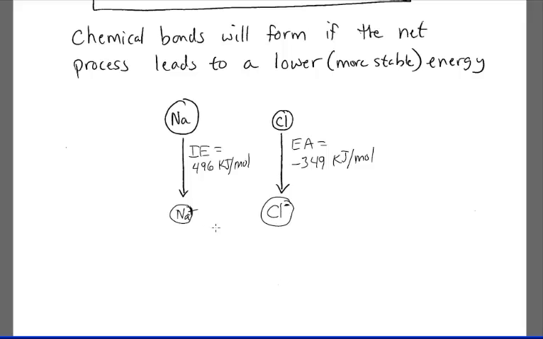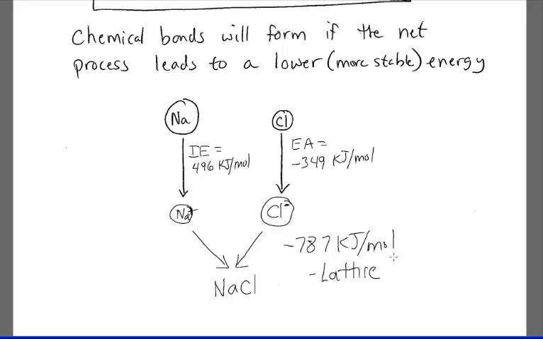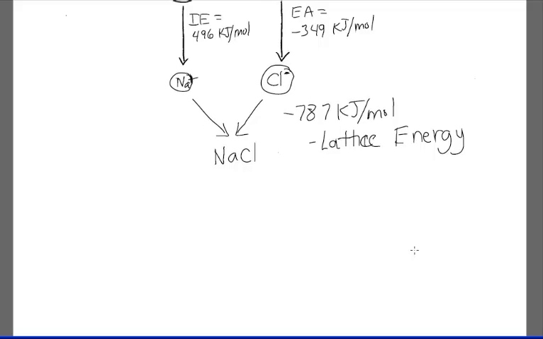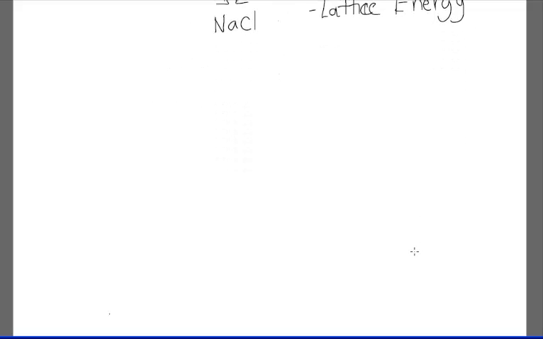Once we have Na+ and Cl-, they can be attracted to one another because it's a positive and a negative charge, and they form sodium chloride. The energy of that last process is highly attractive, so it's very negative, negative 787 kilojoules per mole. That is known as the lattice energy, although actually it's the negative of the lattice energy, so we'll say negative lattice energy. The opposite process, going from sodium chloride to the ions, is the positive lattice energy, a minor distinction. Now let's look at the energetics on an energy level diagram.